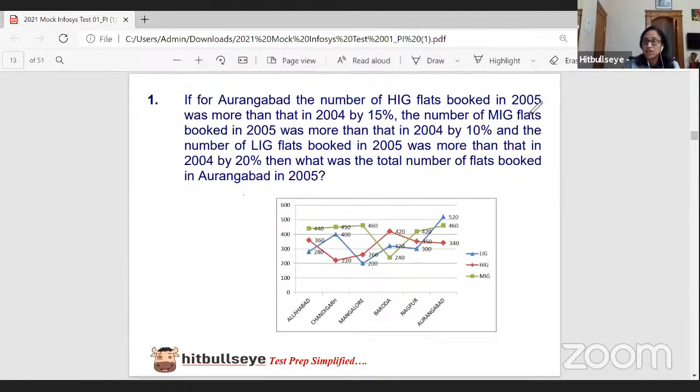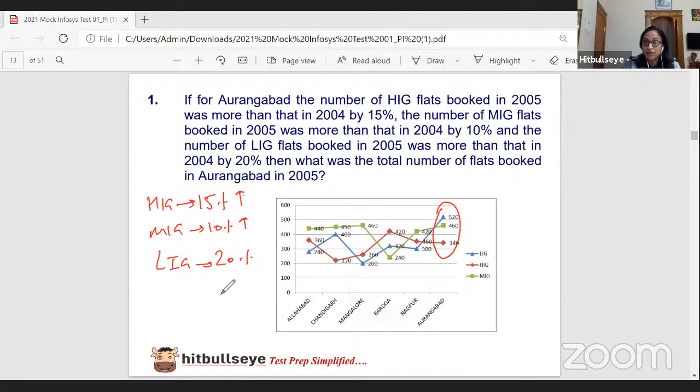So what they are saying is HIG flats in 2005 was more than in 2004 by 15%. So for HIG, there is an increase of 15%. Then the number of MIG flats was more than 2004 by 10%. So MIG, they are saying there is an increase of 10%. All right. And for LIG, they are saying that it is an increase of 20%. That's it. Okay, so for such situations, the city mentioned is Aurangabad. So where is Aurangabad? The last one. So these are the three important pieces of information which I have to use, right?